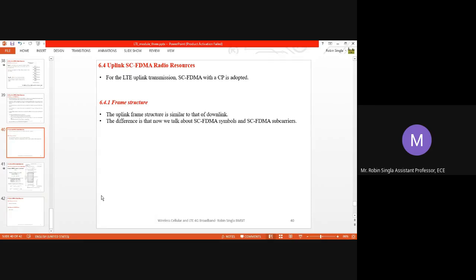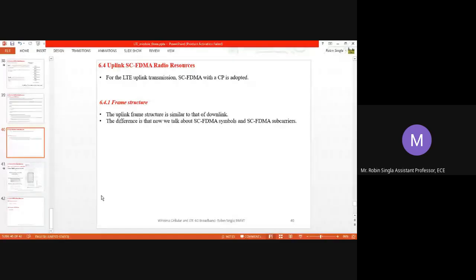Okay, this we know, right? At the base station we can use high power amplifiers, but in mobile phones we cannot use high power amplifiers. So lower PAPR is highly desirable in uplink. Now frame structure of uplink. There is no difference between the frame structure of uplink and downlink. Both are the same. The only difference is that instead of OFDMA symbol, we will write SCFDMA symbol here, and instead of OFDMA subcarrier, we will write SCFDMA subcarrier.